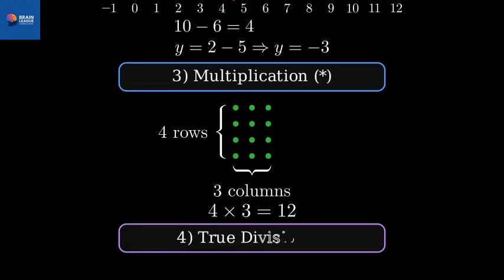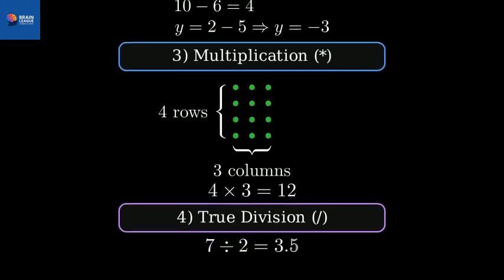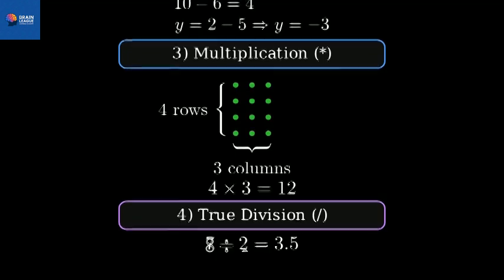True division. The forward slash divides and returns a decimal value called a float. 7 divided by 2 equals 3.5. 8 divided by 4 equals 2.0.